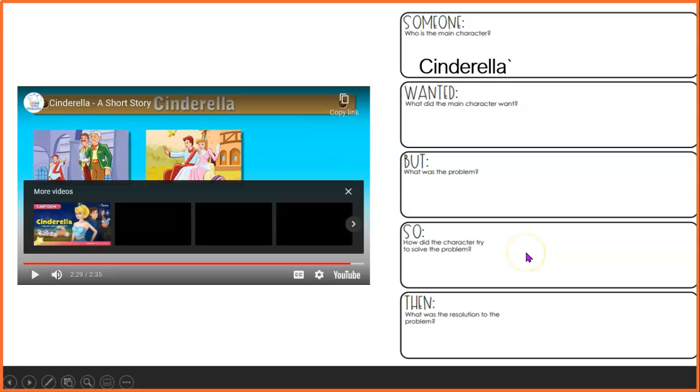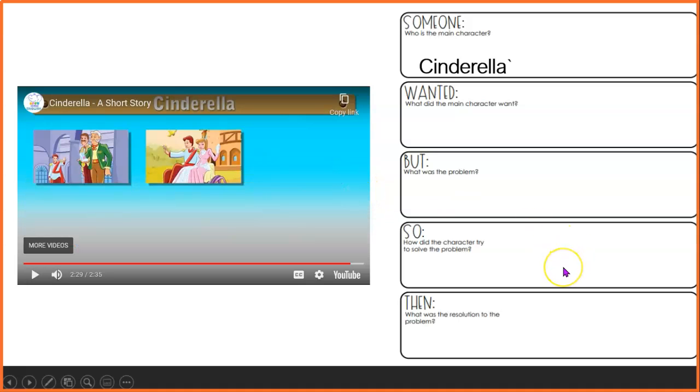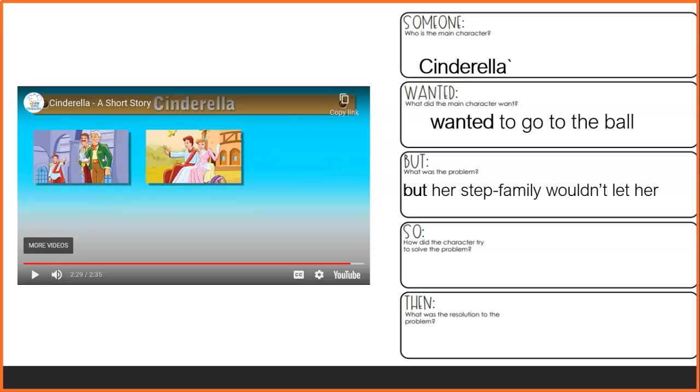Okay. So, who is our someone? Who is the main character in this story? Obviously, it's Cinderella. Wanted is what did the main character want? So, what did Cinderella want? Cinderella wanted to go to the ball. But what was the problem? Why couldn't she go to the ball? But her stepfamily wouldn't let her.